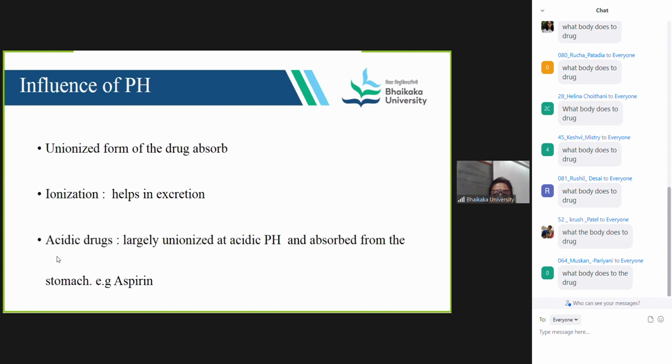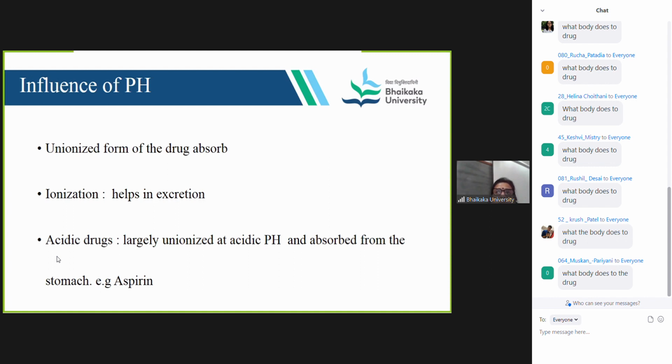I could give you one example. Say, for example, the acidic drug aspirin. I will tell you this example again and again, that aspirin is an acidic drug. I told you that it becomes unionized in the stomach. So the stomach is a site of absorption.